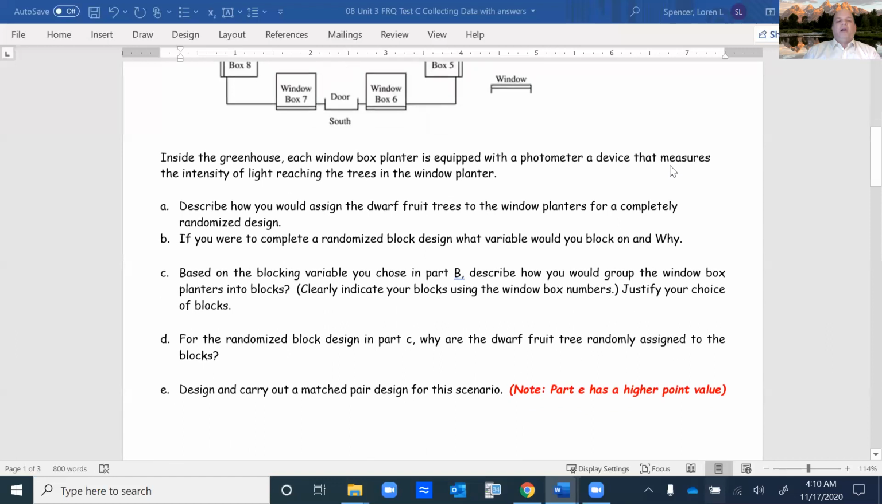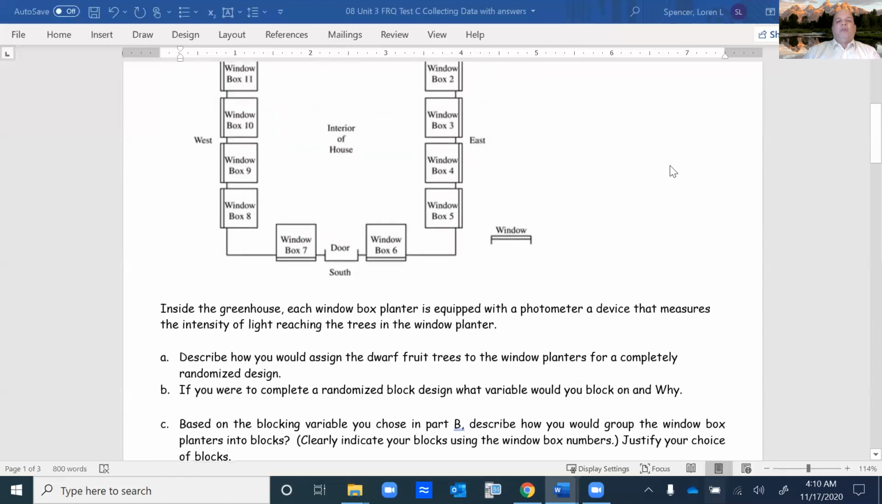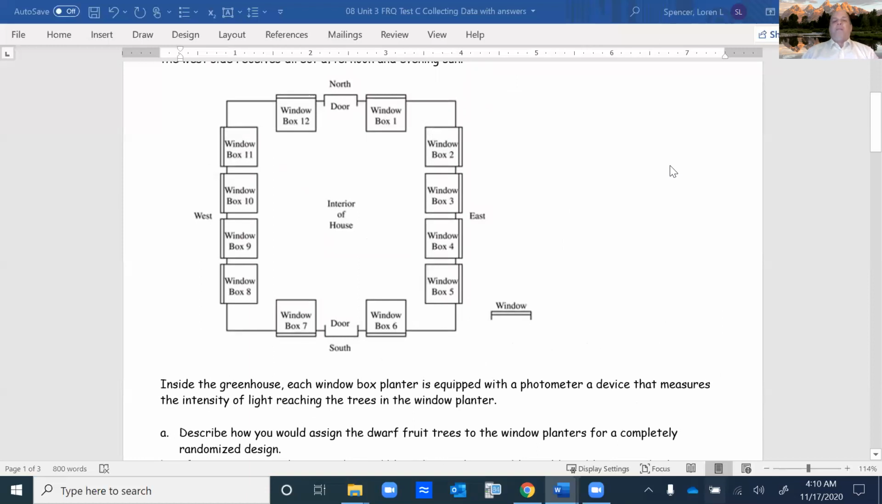Part D, design and carry out a matched pair design for the study. Remember, in a matched pair design, you want to make sure that every single group is tested twice. The way to do that is to make sure that each window box has one of each type of tree. So to make sure that window box 1 has an apple and a plum. Window box 2, an apple and a plum.